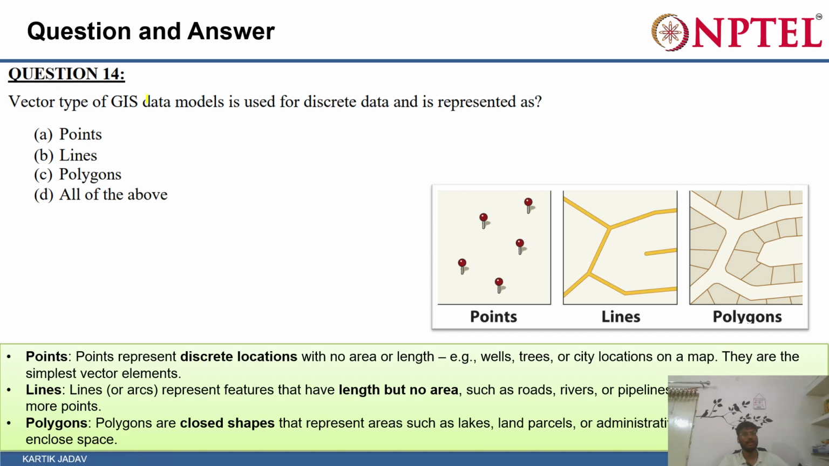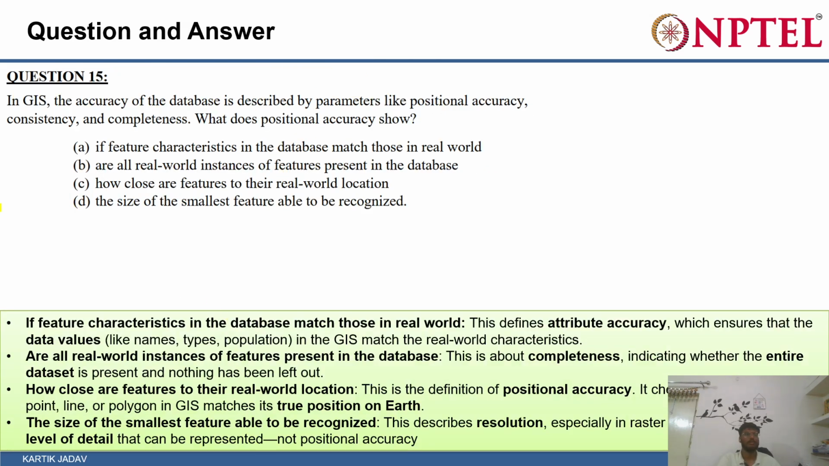Question number 14. The vector type of GIS data model is used for discrete data and is represented as points, lines, polygons, or all of the above. We know that vector data in the GIS model is used for discrete data representation, and we generally represent it through points, lines, and polygons. So all of these are correct. As you can see, these are the points, these are the lines of roads, and these are the polygons.